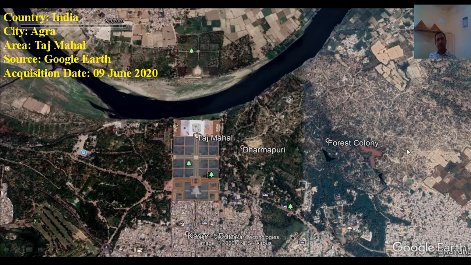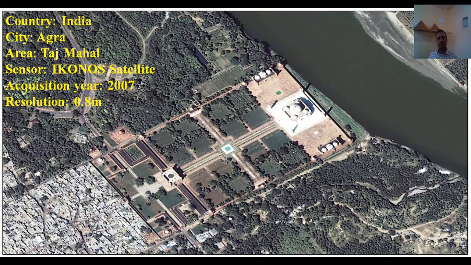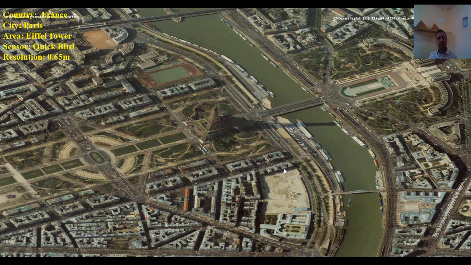For the same area you can take another image with a different resolution. This is a 0.5 meter resolution image, taken on October 17th, 2009, by the GeoEye-1 satellite. This is the same area. If you use another satellite, this is the IKONOS satellite, it appears like this, same city. This is QuickBird, in France, Paris city. QuickBird has 0.65 meter resolution. So different sensors have different spatial resolutions.